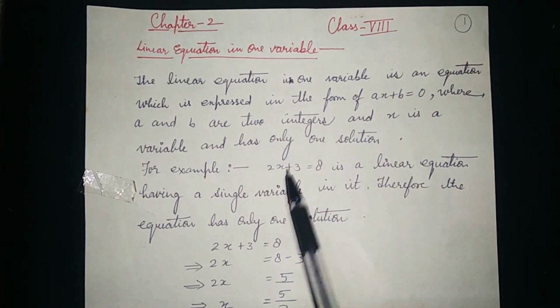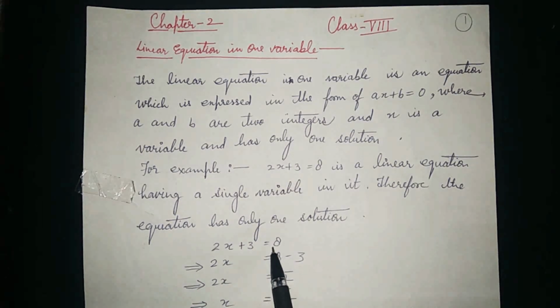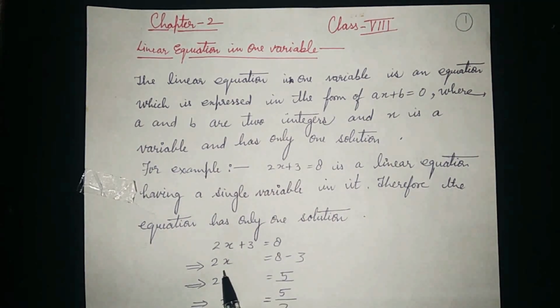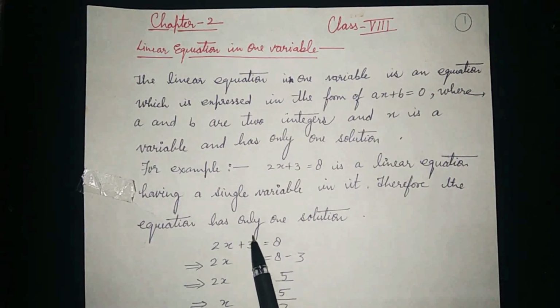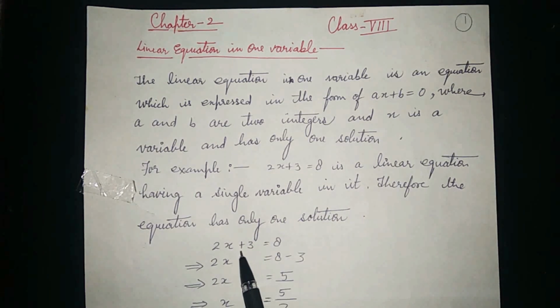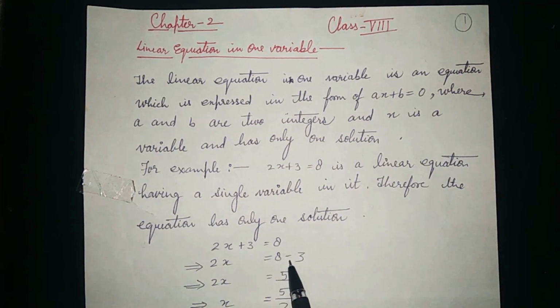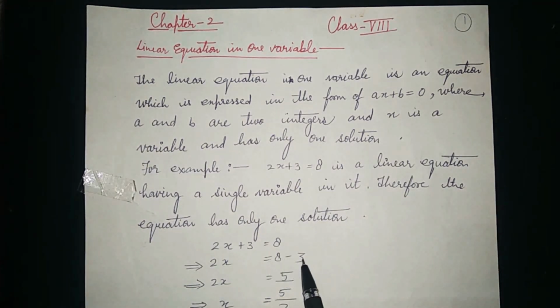Now I will show you how to find the solution for this equation. Here 2x plus 3 equals 8. Here 2x we will write like this. 3 is a number, so we will transpose it to the right hand side as it is a positive number. When we transpose it to the right hand side, the plus sign will change into a minus sign and the number will be 3 only. 2x equals 8 minus 3 equals 5.